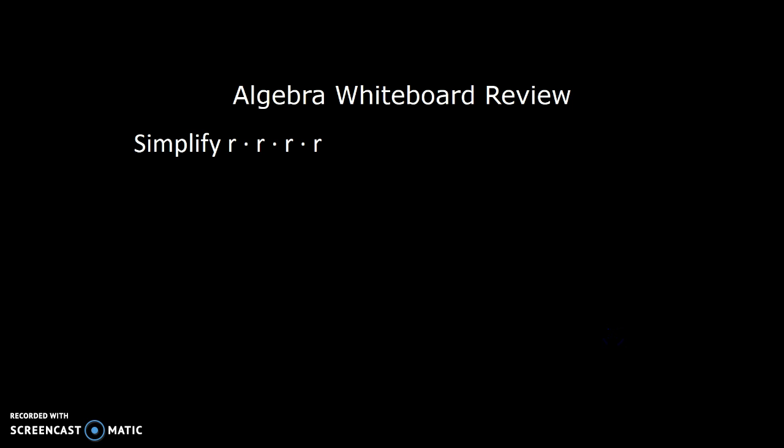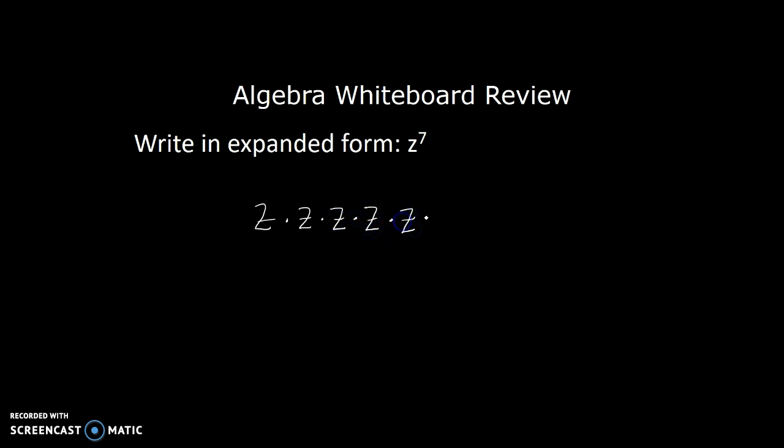All right. So when you see a problem like this where it says simplify r times r times r times r, what I'm asking you to do is write that with exponents. So since r is being multiplied by itself 4 times, we would write that like r to the 4th power. All right, now I want to expand z to the 7th power. So how would I write that? Well, it's going to be z times itself 7 times. I better count them and make sure. 1, 2, 3, 4, 5, 6, 7. So there you go.